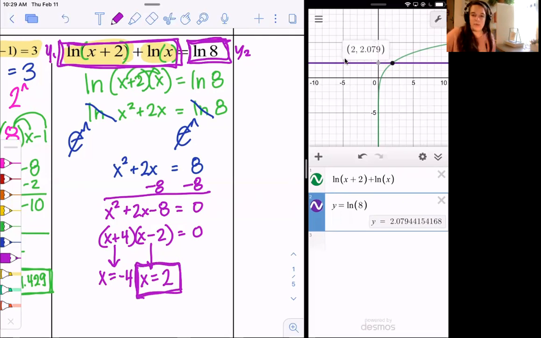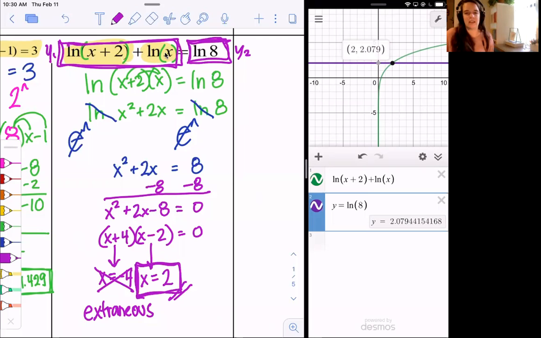Is -4 an answer? Do the purple line and the green line cross at -4? No, they don't, right? They do not. This is extraneous. -4 is not an answer. Only +2 is an answer. So algebraically, -4 is correct. However, it does not satisfy the equation because it is negative.